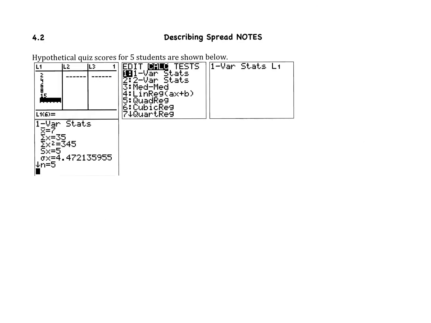This is the exact same page. It should be a few down in your packet, except this time it says describing spread instead of describing center. We're going to use the same data set. There are 3 measures of spread I need us to know. And just to remind us, when we talk about spread, I'm talking about variability or consistency. So smaller spread means that we have less variability, that our data points are more consistent.